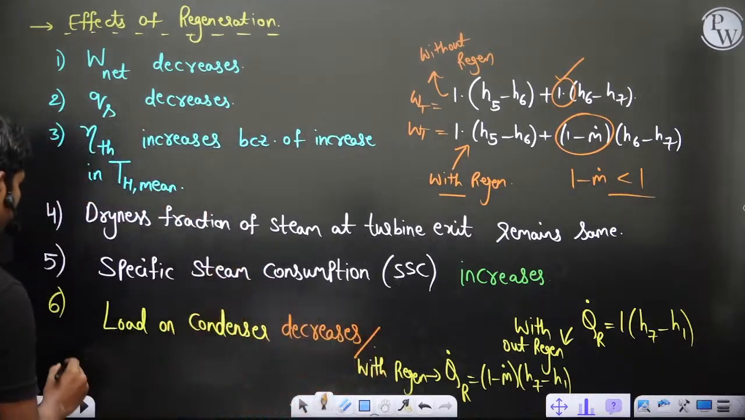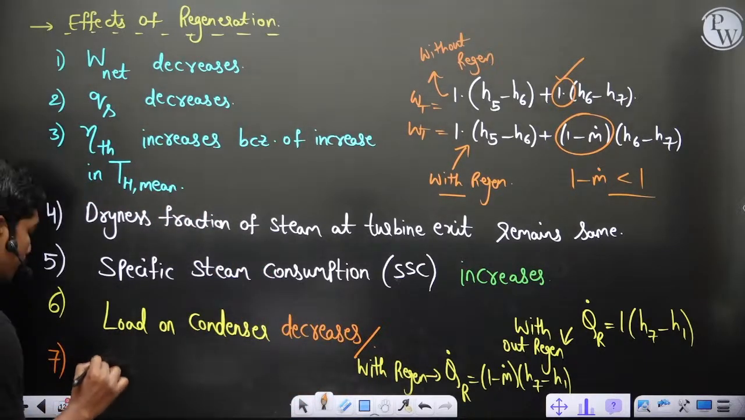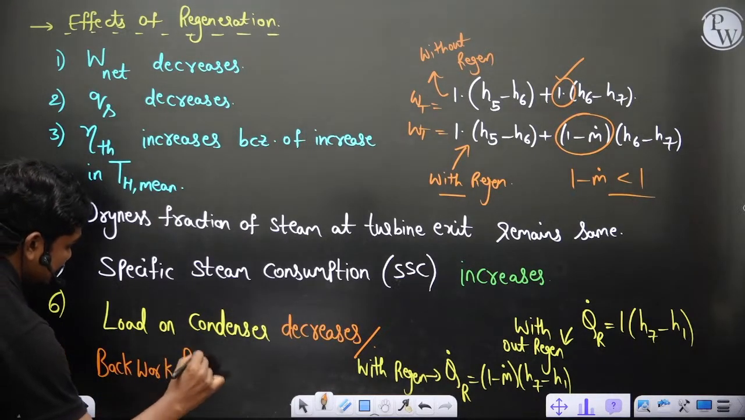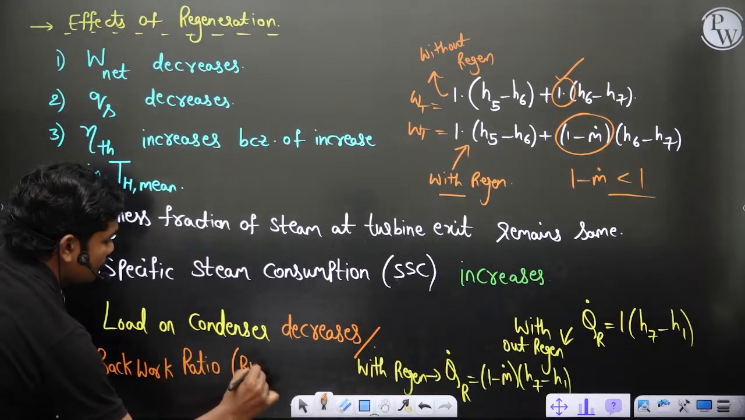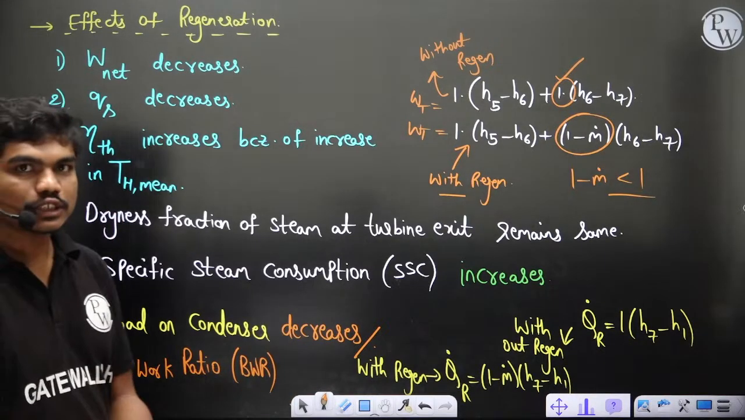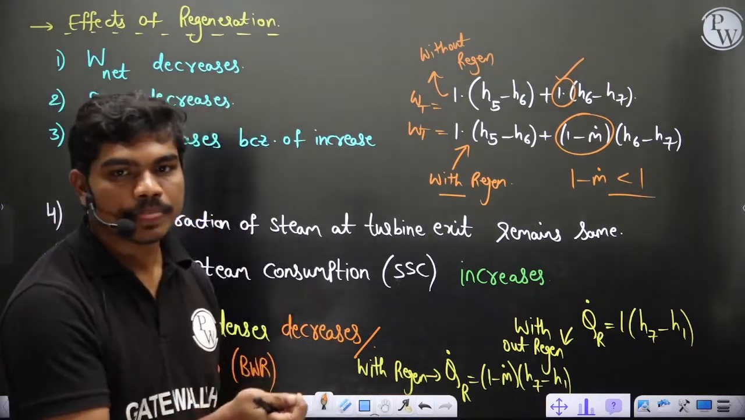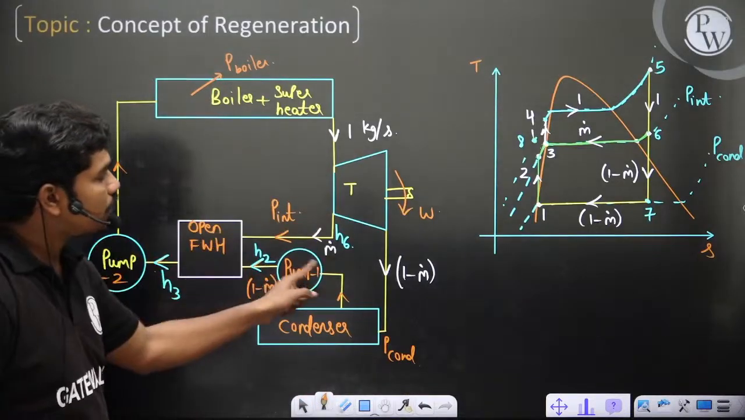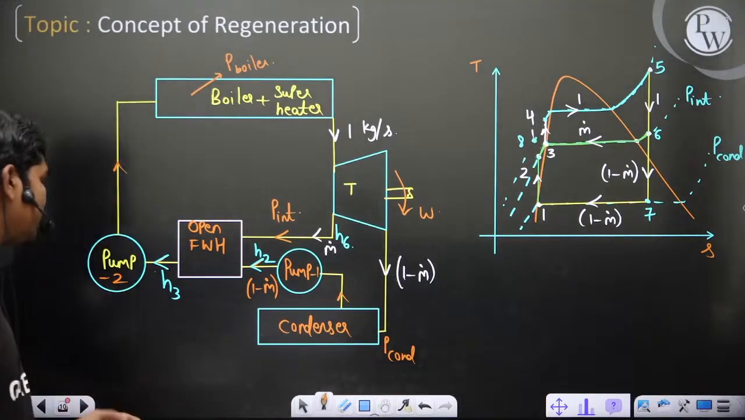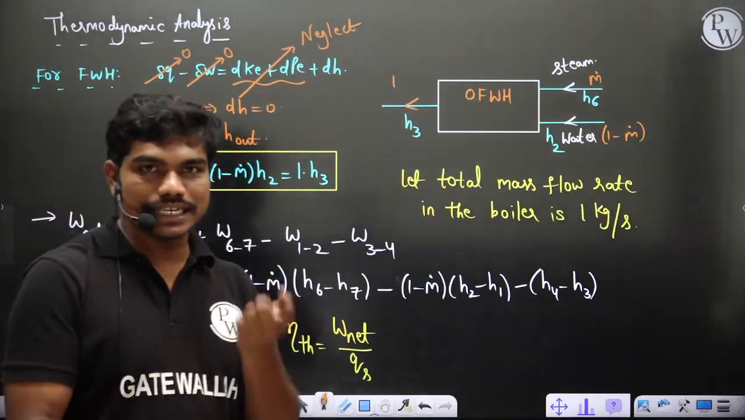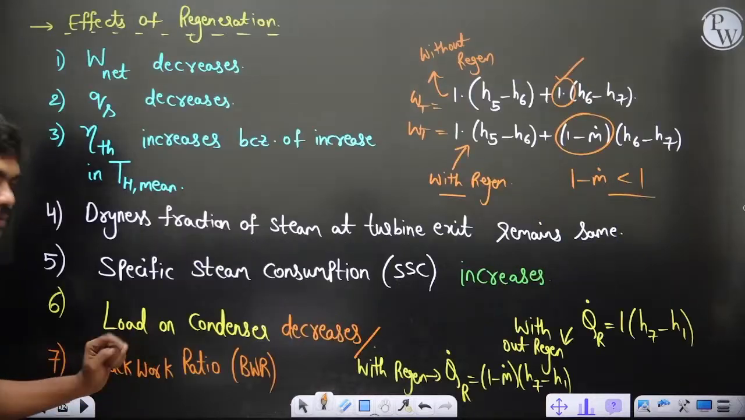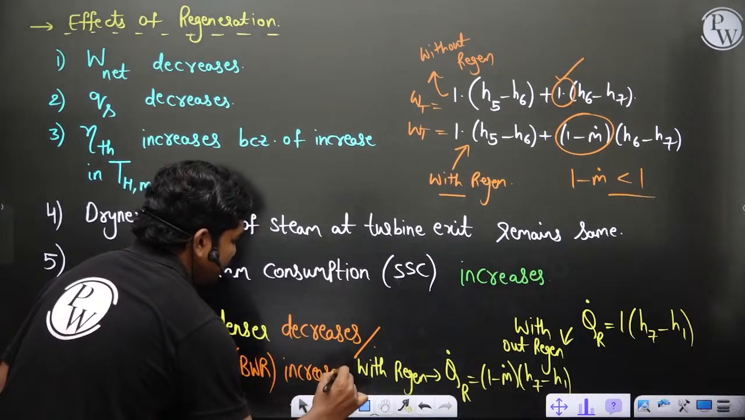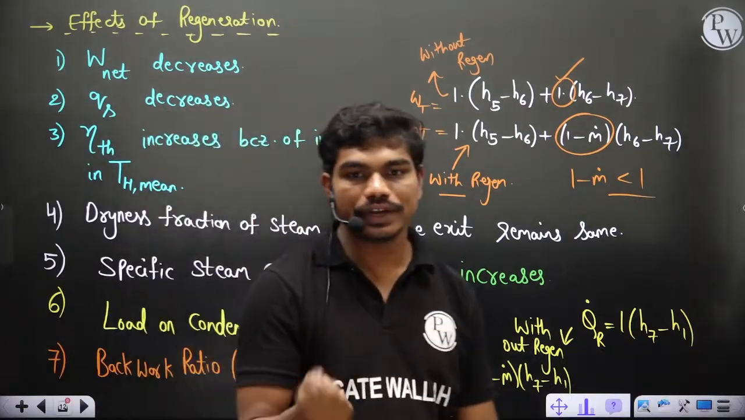And I would also like to say, sixth, back work ratio, BWR. Come on, tell me. Back work ratio is nothing but pump work divided by turbine work. Here, because of these two pumps, pump work is increasing, but turbine work is actually decreasing. So if turbine work is decreasing and pump work is increasing, what happens to your back work ratio? This will increase. Back work ratio increases. Clear? Because WP by WT is what you have here.